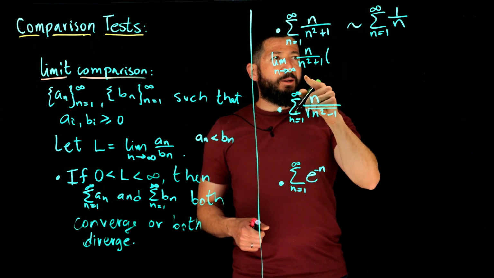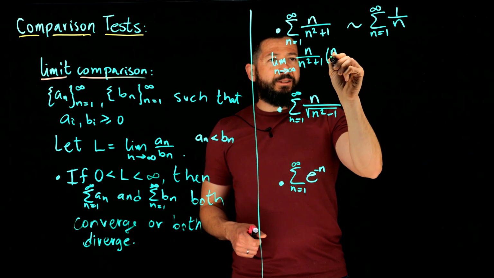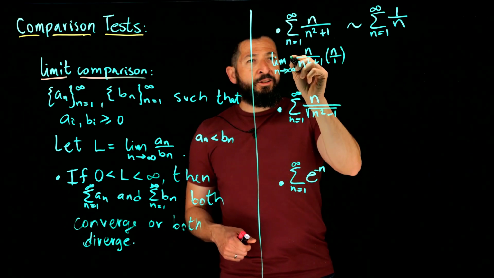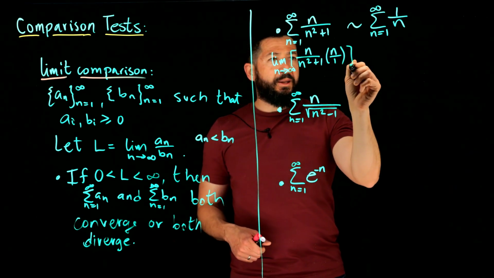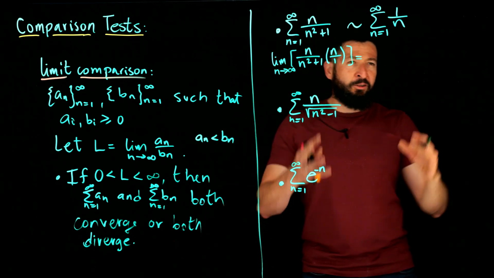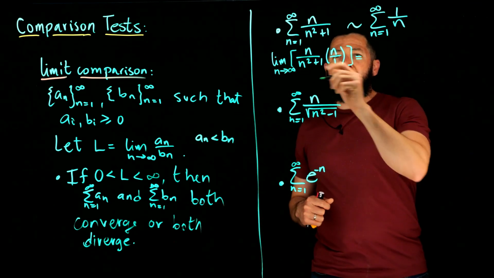And instead of dividing by 1 over n, I'm going to multiply times its reciprocal. So that is just going to allow me to compute the limit a little bit easier. At least I don't have to write a whole lot. I'm going to have n squared.